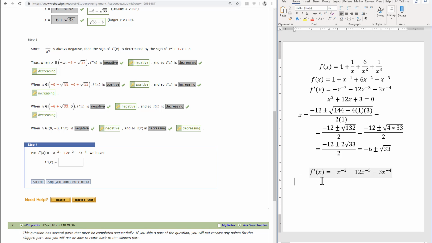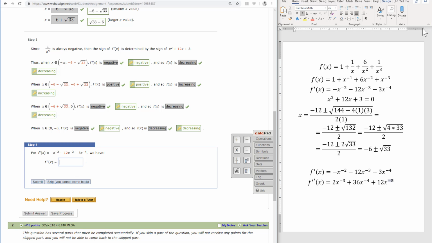So this is our first derivative. The second derivative would be taking the derivative of this, bring the negative 2 down, it would become a positive 2. Positive 2 down here, and then subtract 1 from the power. This will be negative 3. This will be a positive 36, negative 4, and then this will be a positive 12, negative 5. So we can just put it exactly as is.